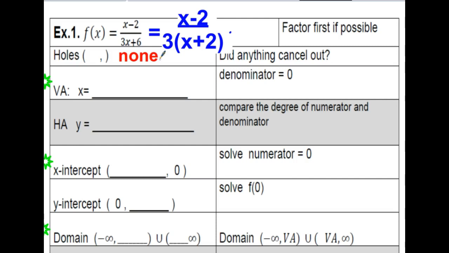Now, do you remember finding the excluded values? What would be the excluded value if we were solving this? X, -2. The reason it's excluded is because that's where the asymptote is. And so x cannot equal -2.